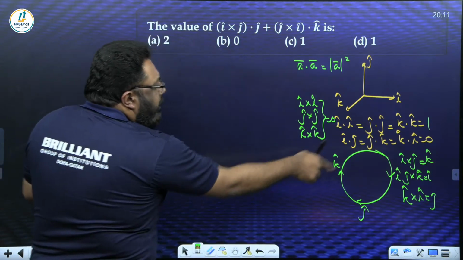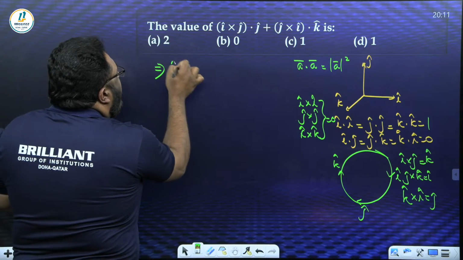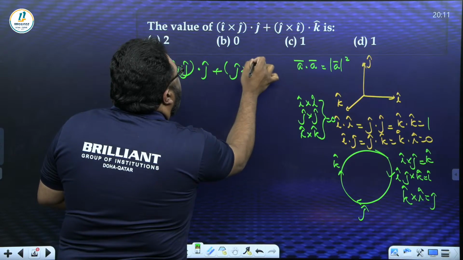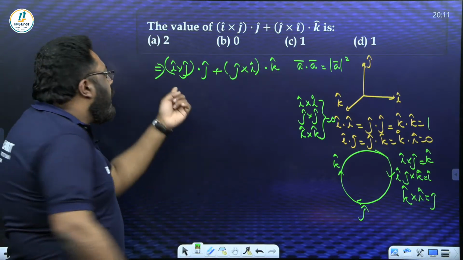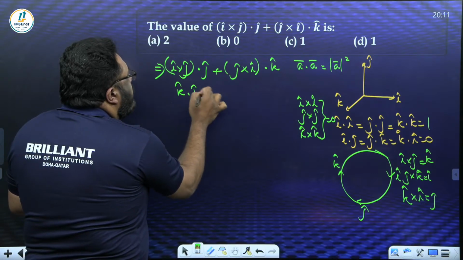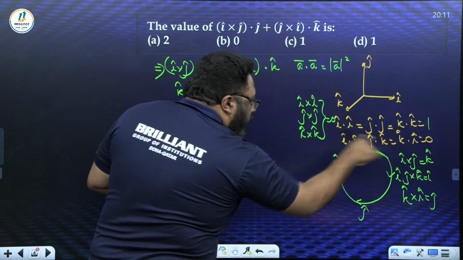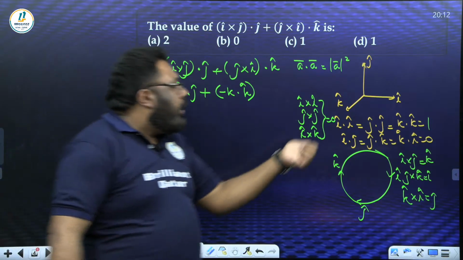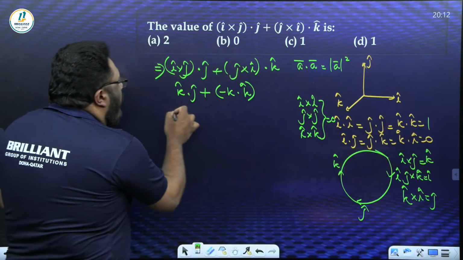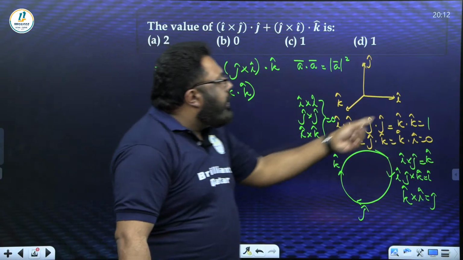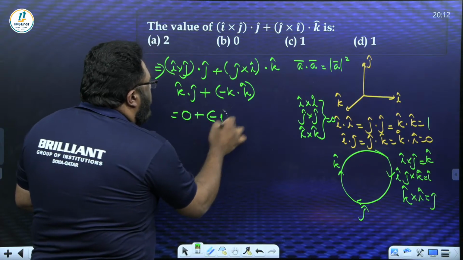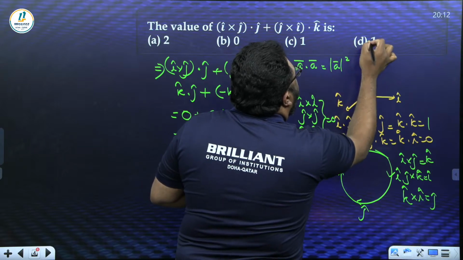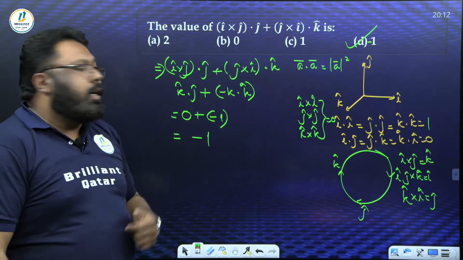Okay, now in this expression we can say i cross j dot j plus j cross i dot k. i cross j is k, k dot j. j cross i, it's reverse, it's going to become minus k, dot k. What is k dot j? Dot between different vectors is always 0, and dot between same vectors is always 1. So 0 minus 1, your answer is minus 1. My dears, one of the options here is minus 1. Please change option D; the answer is minus 1.